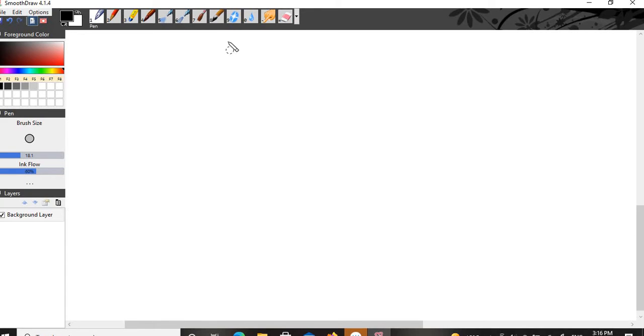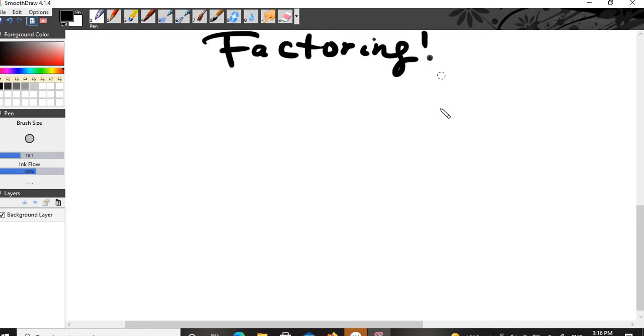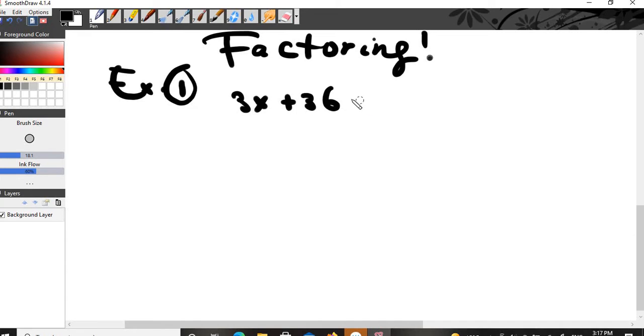Today we're gonna learn what's called factoring. So we're gonna learn how to factor equations. Example 1, we are given 3x plus 36 equals 0. So what we're gonna think is the number they both share.